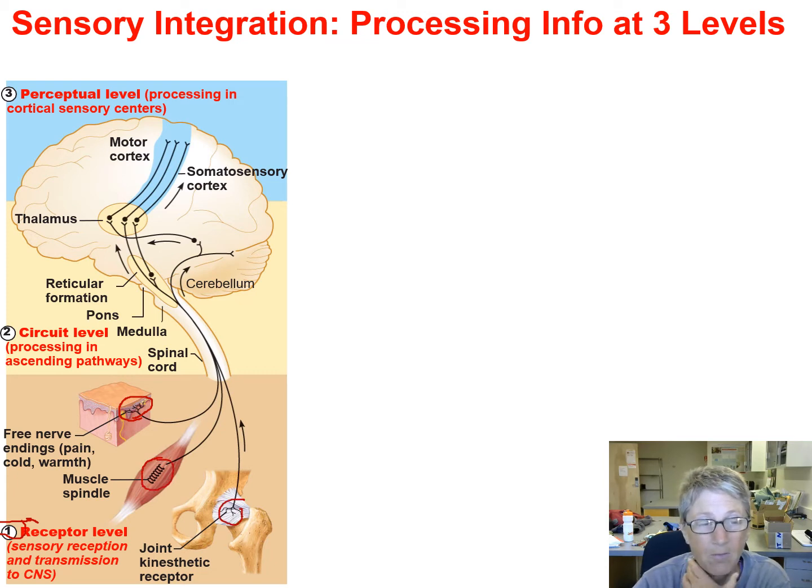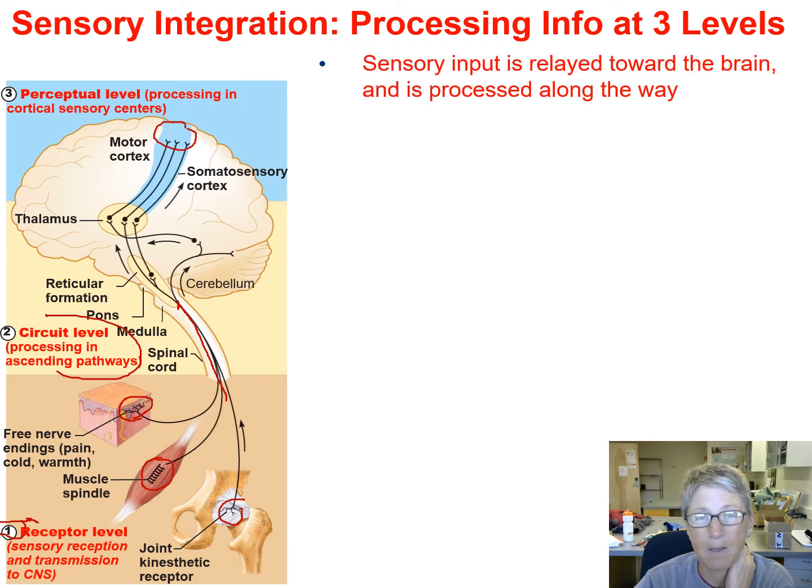And then the second level, where you would process information about the world, is the circuit level. That's where you process information in ascending pathways. So when you move up the tracks, you're ascending, and you process information there. And then finally, at the third level, you process information about your world at the perceptual level, and you do that in the sensory cortex.